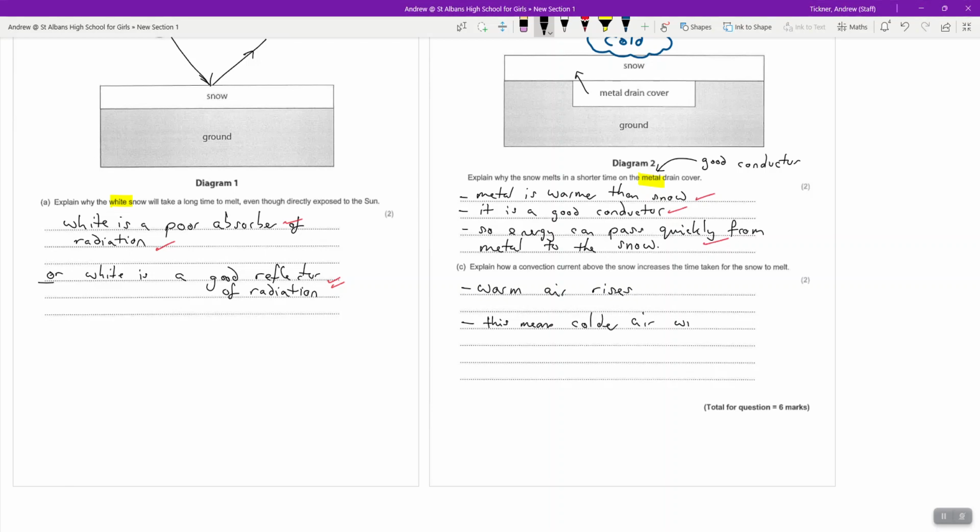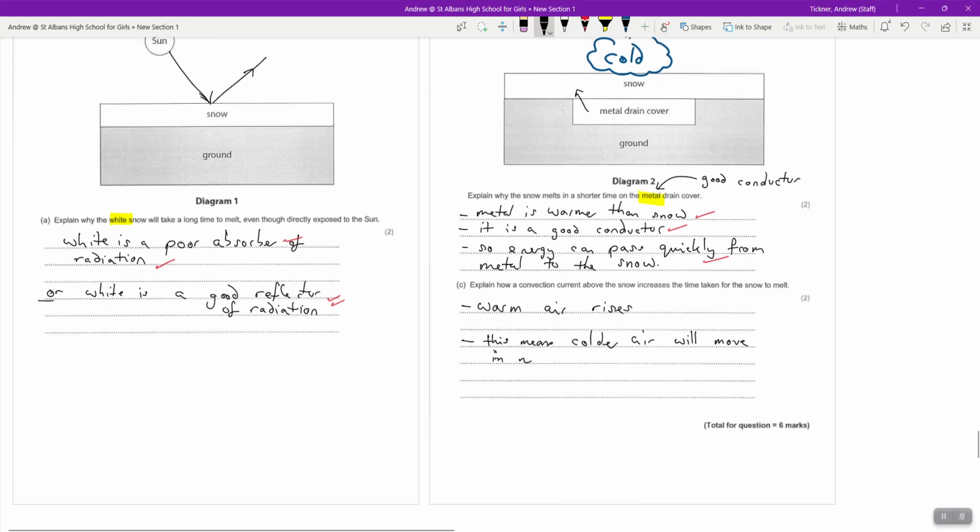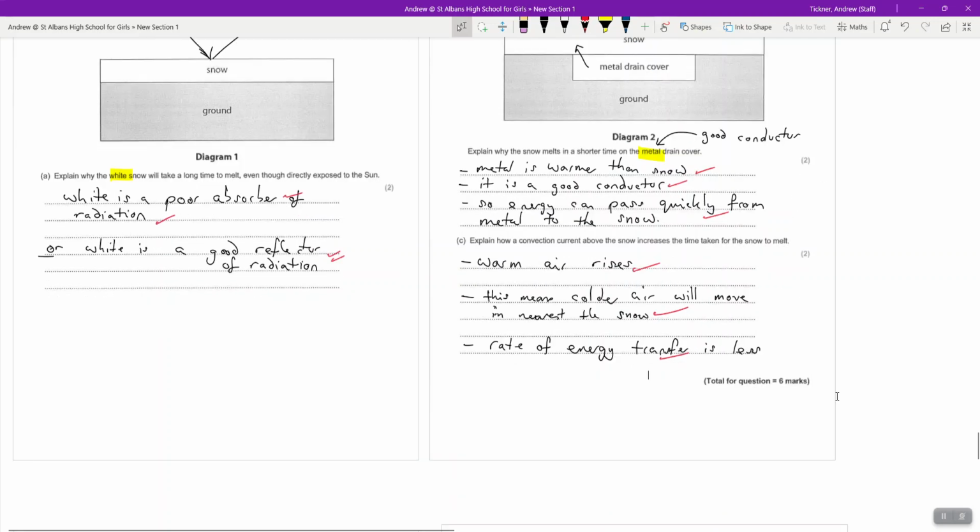Colder air nearest the snow. So we get a layer of cold air sitting on top of the snow, and therefore, because we've got cold air rather than warm air, the rate of energy transfer is less. There's just not as much energy that can pile out of the air into the snow as quickly, because there's less energy in the cold air than there is in the hot. It's quite a tricky bit to get, but you can just say warm air rises leaving cold air next to the snow. That gets you both marks. You can also relate it to the rate of energy transfer.